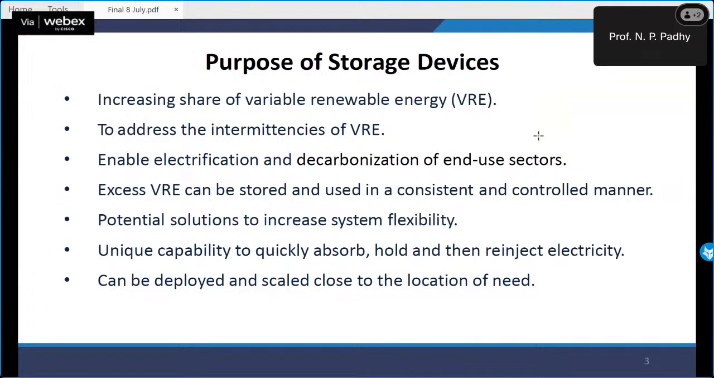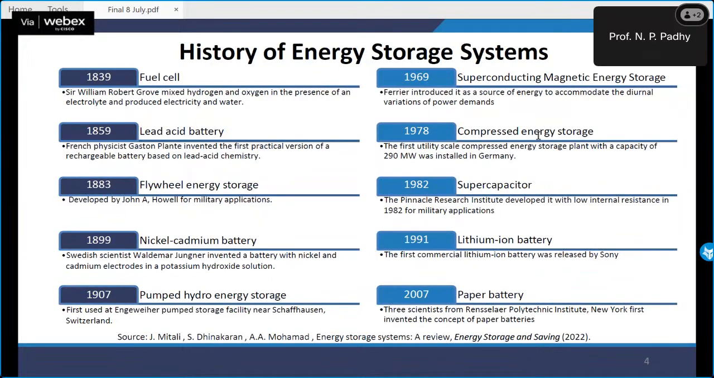You can take this device to any location and get it connected. But unfortunately, we have not talked about the limitations and demerits of the battery storage system. So probably at this point of time, please concentrate on the merits of storage devices and why we go for storage devices. Now, this slide is actually quite interesting because we put a lot of effort into preparing this slide in the past. That is the history of energy storage systems.